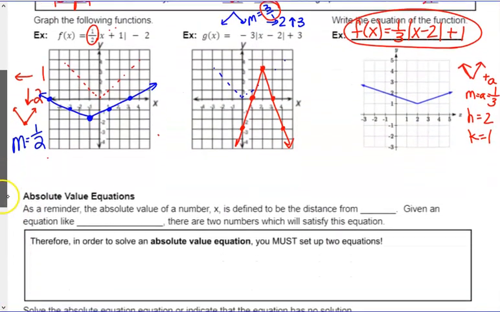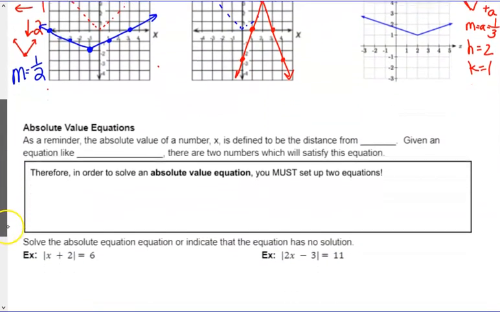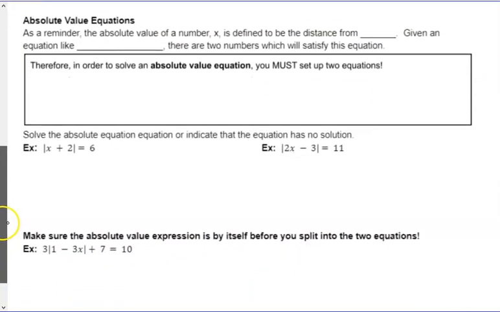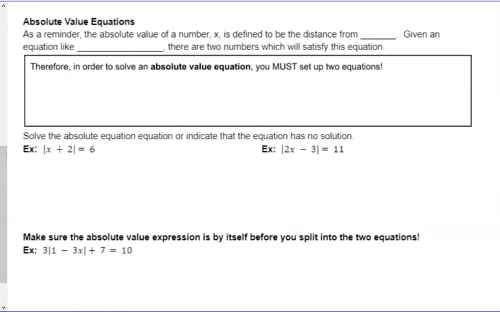So, just a couple hits on some of those graphing ones. The majority of this section, though, is talking about how to solve absolute value equations and inequalities. As a reminder, the absolute value of a number x is defined to be the distance from 0. Given an equation like this, where I say absolute value of x equals 2, let's say, there are two values that are actually going to work and satisfy that equation.